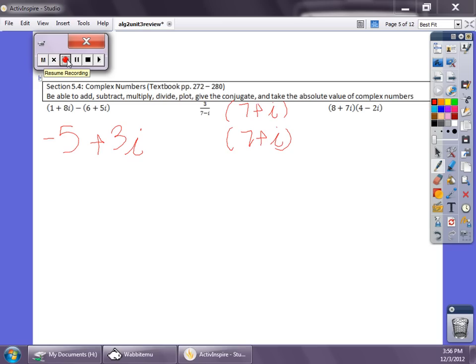For the first problem, I simply subtracted 1 minus 6 and got negative 5. And then I did 8i minus 5i and got 3i. I wrote my answer in standard form with the real part first and the imaginary part second. For the second one, remember, whenever I need to write my answer in standard form, I multiply the top and the bottom by the conjugate of the denominator, which is 7 plus i. On the top, I'll need to distribute, and on the bottom, I'll need to do all 4 steps of FOIL.